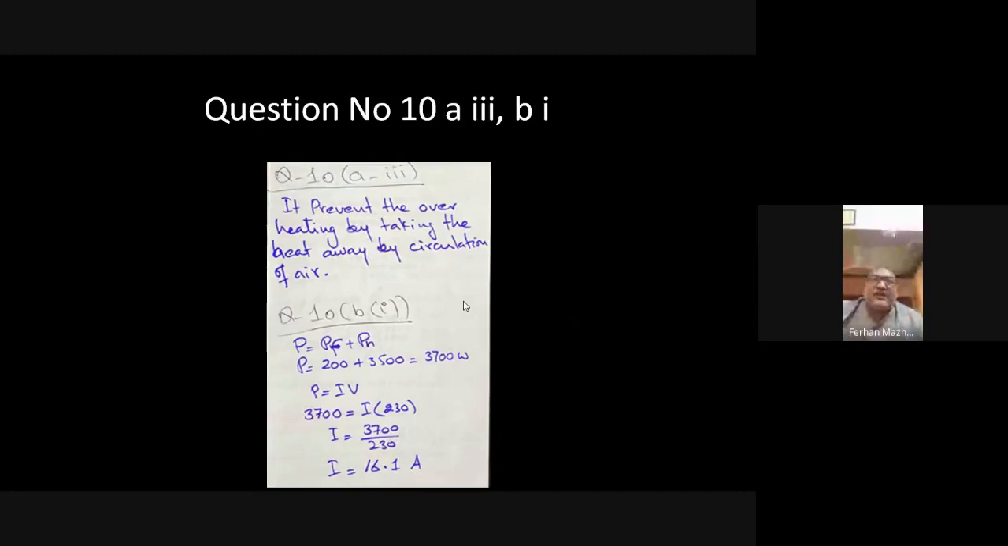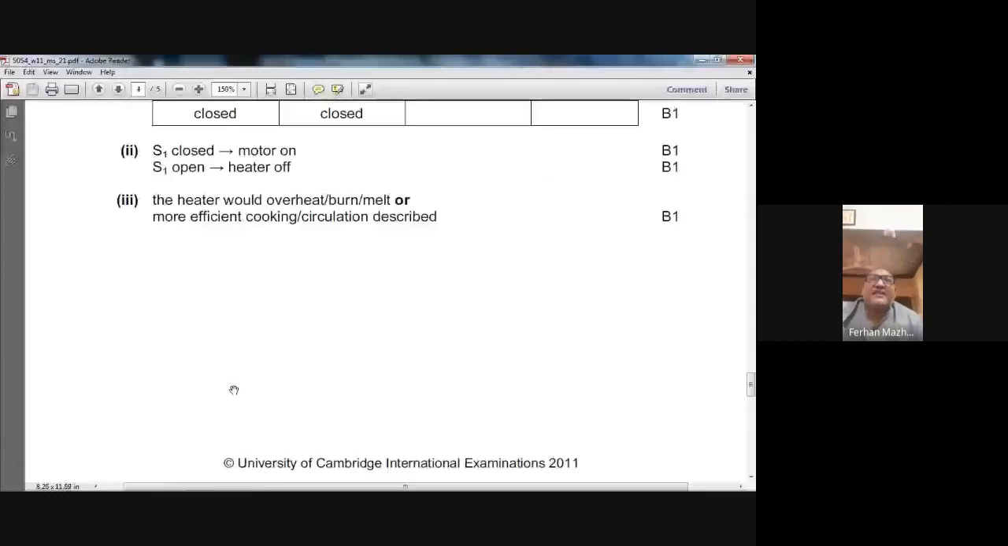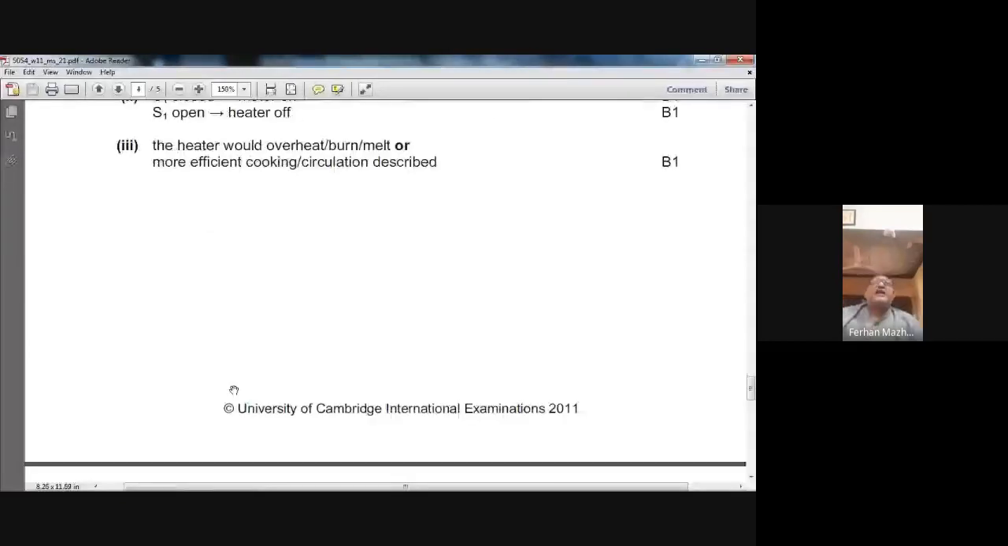So you see, let me show you another thing. Yeah, we need to see the marking scheme. The marking scheme for 10A third part says the heater would overheat, burn, or melt, or more efficient cooking, circulation described. So by putting the fan, if you are using this for cooking, by the circulation of the air, the heat will reach your utensils. So you can write this answer.